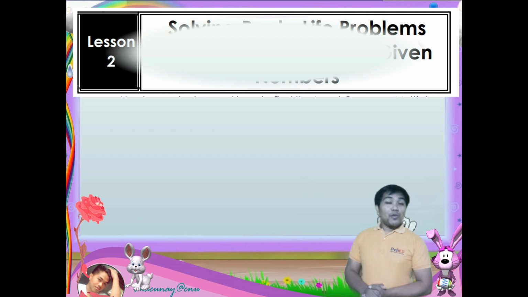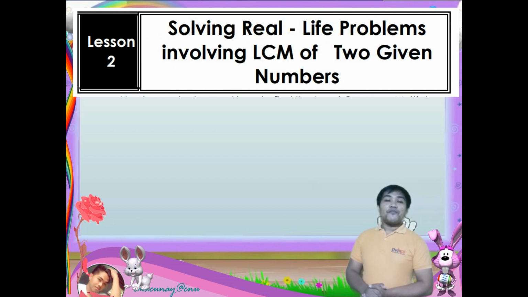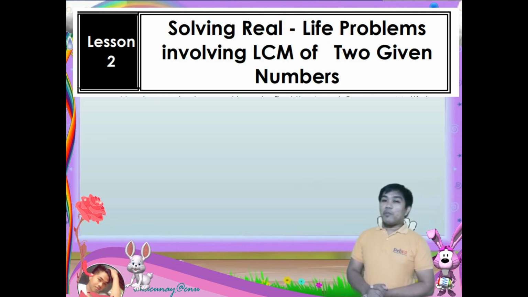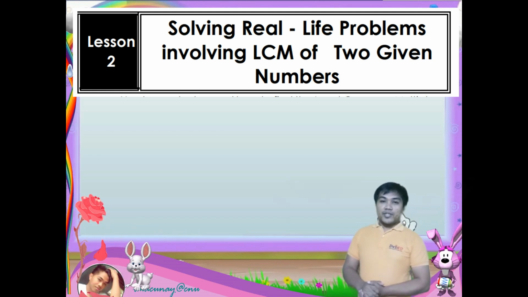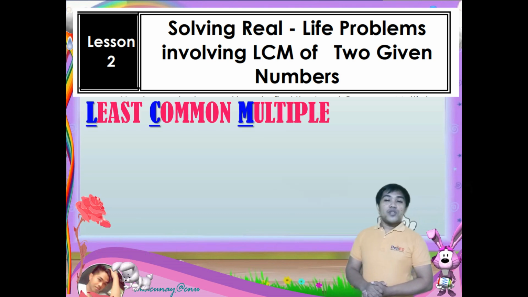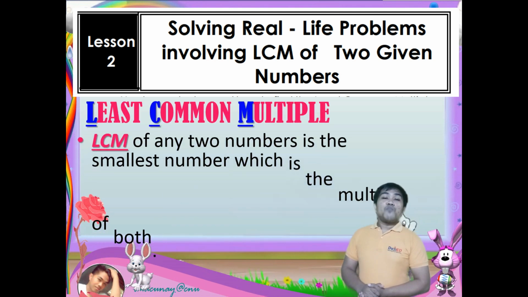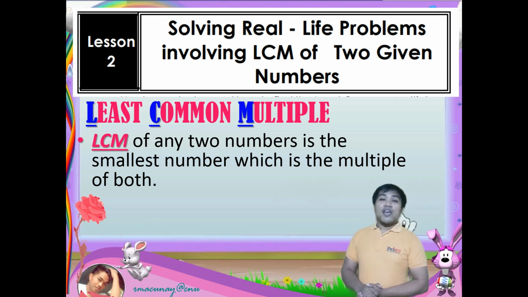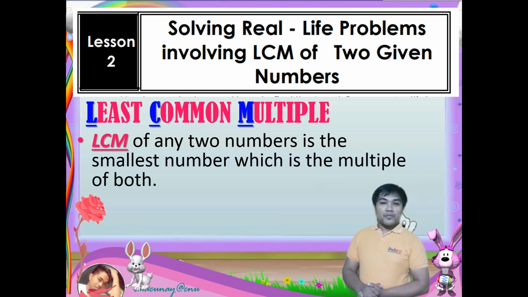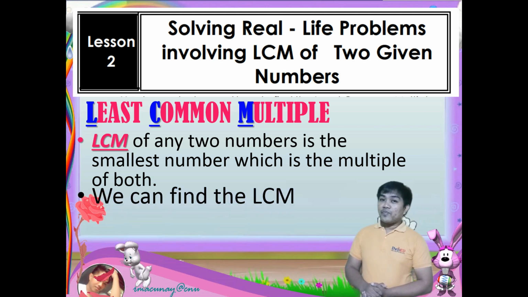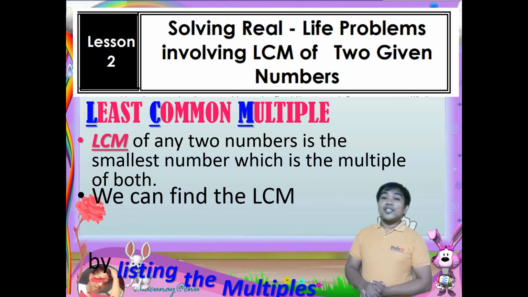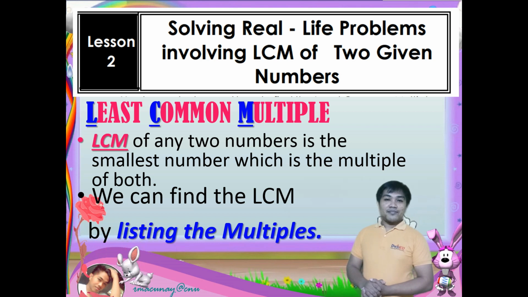This time, we will focus on solving real-life problems involving least common multiple or LCM of two given numbers. By definition, LCM of any two numbers is the smallest number which is the multiple of both. There are actually many ways to solve LCM, but we will still use listing method.